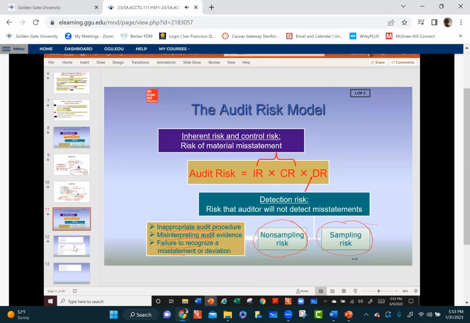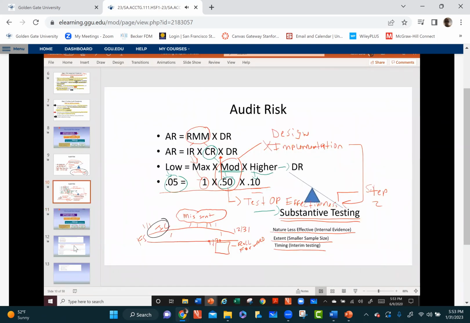Remember when we talk about our detection risk, there are sampling risk factors associated with detection. Let me go back and point out something. Notice the audit risk formula. Nothing is zero. There is no such thing as a zero inherent risk, a zero control risk, a zero detection risk. There's always some risk associated with each one. So you never have audit risk at zero. That's why we say we give reasonable assurance, not absolute.